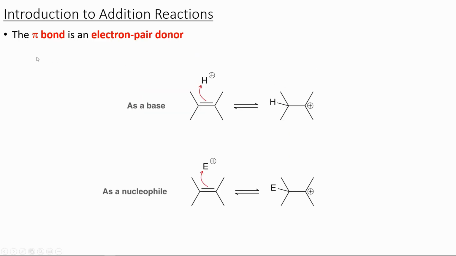So a pi bond is going to be an electron pair donor. They can act as a base or as a nucleophile. If they react with an acidic proton to form a new carbon-hydrogen sigma bond, then they would be acting as a base, and they can also act as a nucleophile to create a new bond with an electrophile, resulting in a carbocation intermediate.